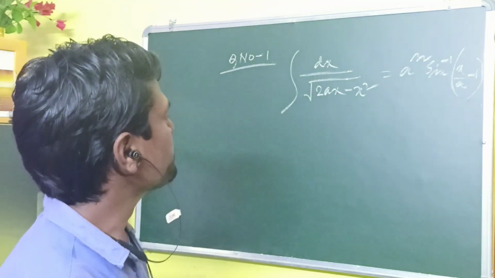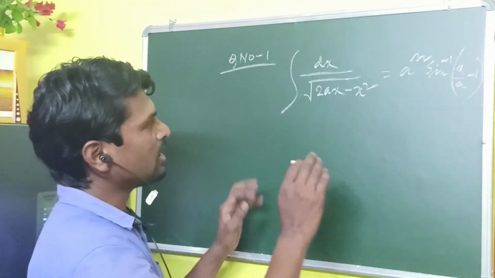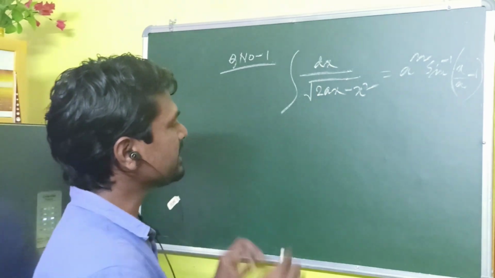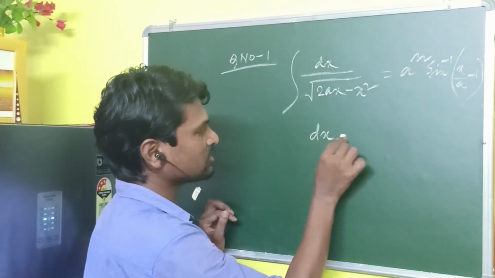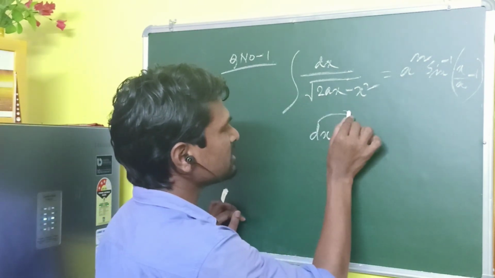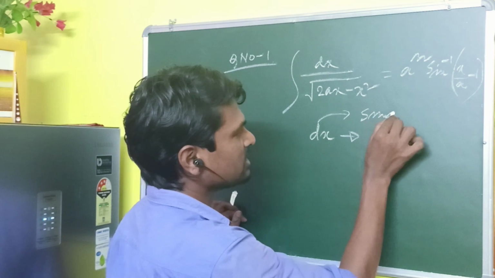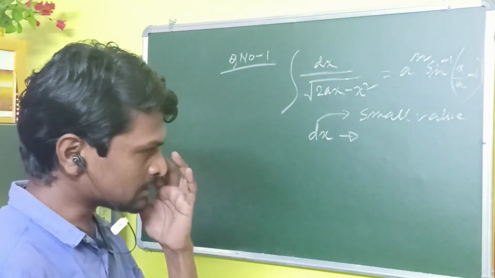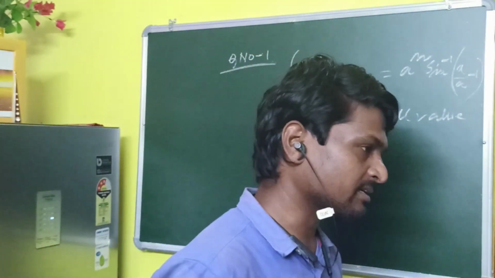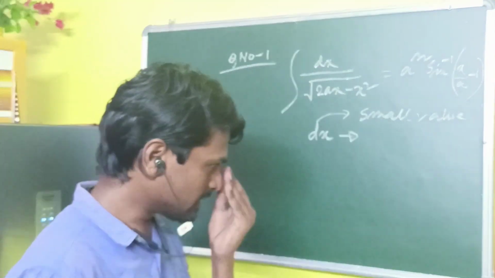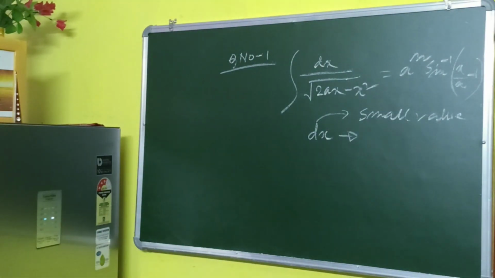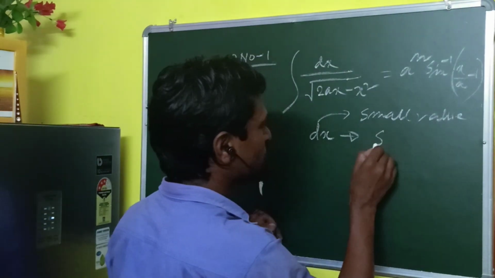And how is it possible? Students, first of all, you have to know all the terms related to the numerical. That is dx. What is dx? Here d means a small value. Suppose I say dt means small time, then it is a small time. If it is dx, then it is a small distance.